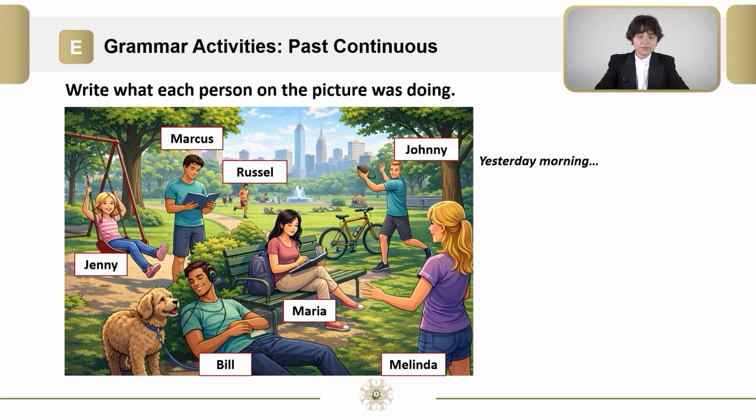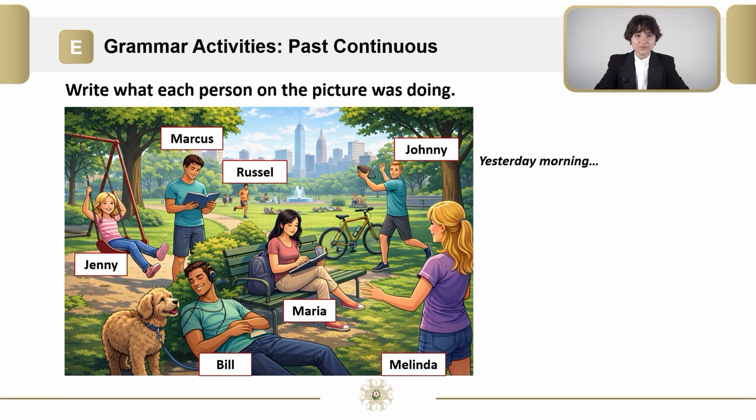Please take a look at the picture. As you can see, we have several people on it: Jenny, Marcus, Russell, Bill, Maria, Melinda, and Johnny. Please write what each person in the picture was doing yesterday morning. Now stop the video and do the activity.